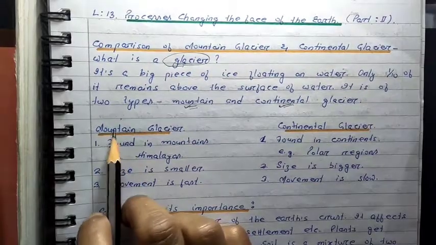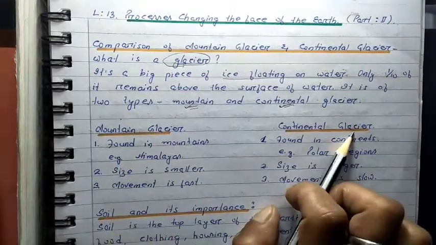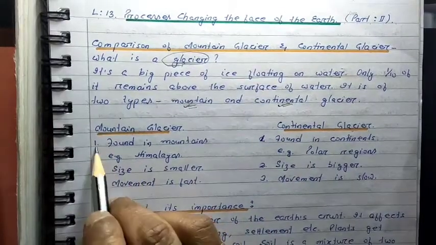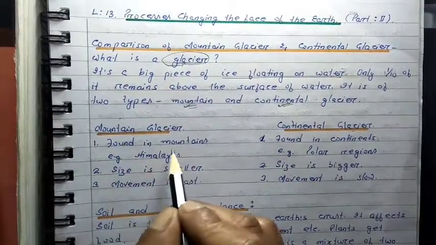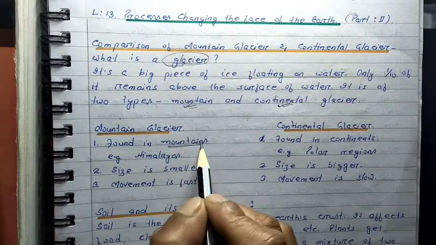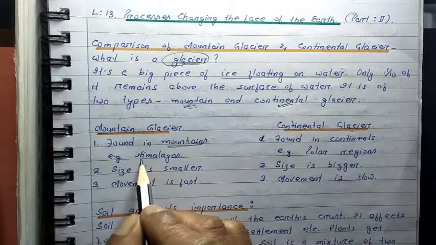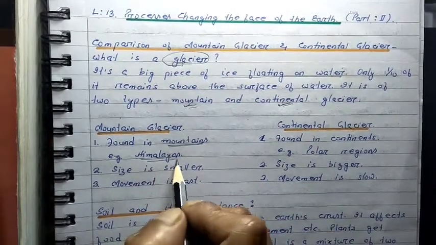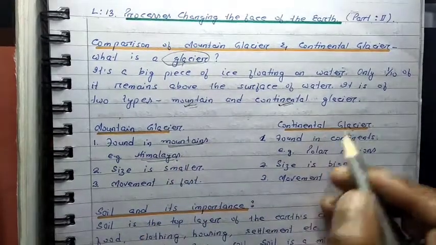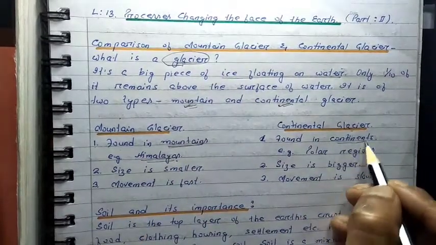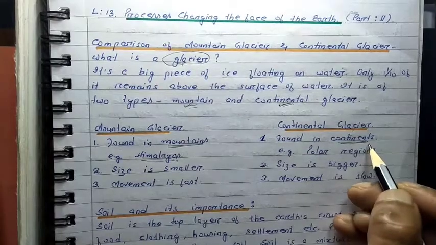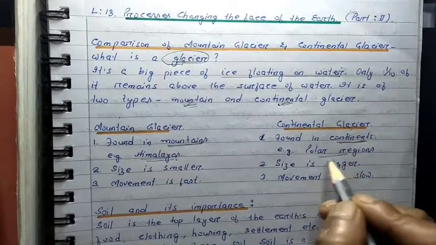Now comes the difference between mountain glacier and continental glacier. What are the differences? The first difference: mountain glaciers are found in the mountains. For example, at the top of the Himalayas, mountain glaciers are generally found, and continental glaciers are found in the continents, but not in all the continents. They are mainly found in the polar regions.